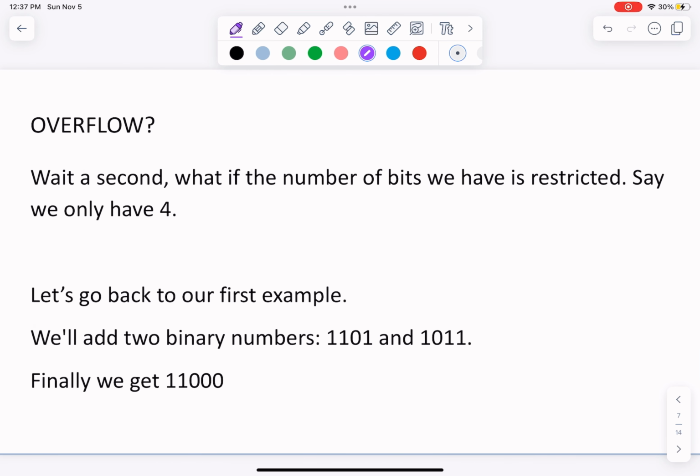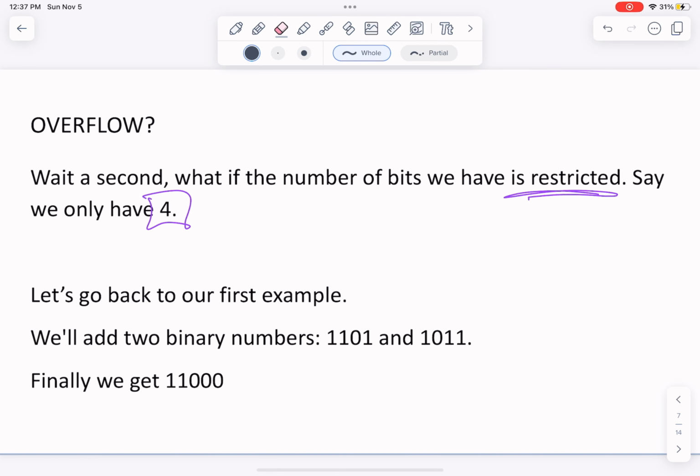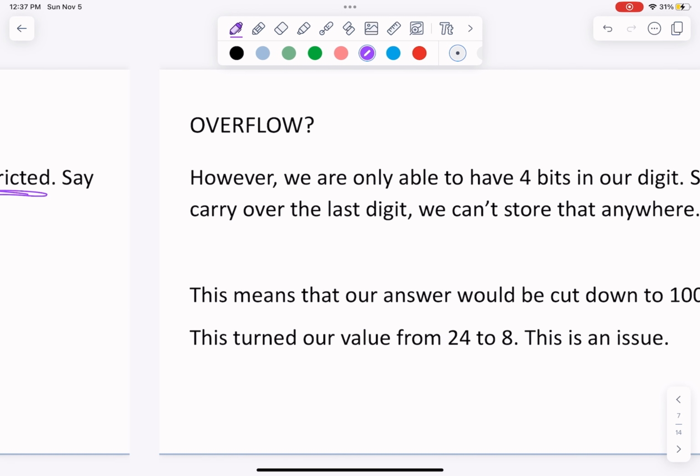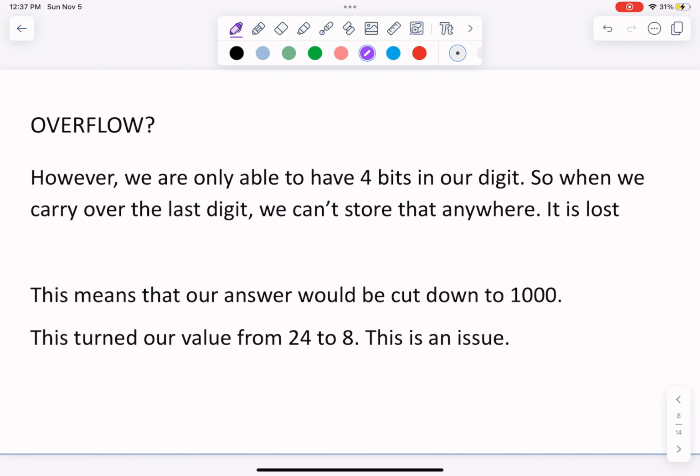Perfect. Now let's talk about an important part, overflow. Overflow is what happens when we have a restricted number of bits. Say, for example, we only have 4 bits. That means we only have 4 locations that we can store our final value in. So if we have a number like 11011, this last one would not be stored. So let's look at this with an actual example from what we worked through before. Adding together 13 and 11. If you remember, we got the answer 24. Now, 24 might not actually fit. When we have only 4 digits available, we can't store the last digit anywhere.